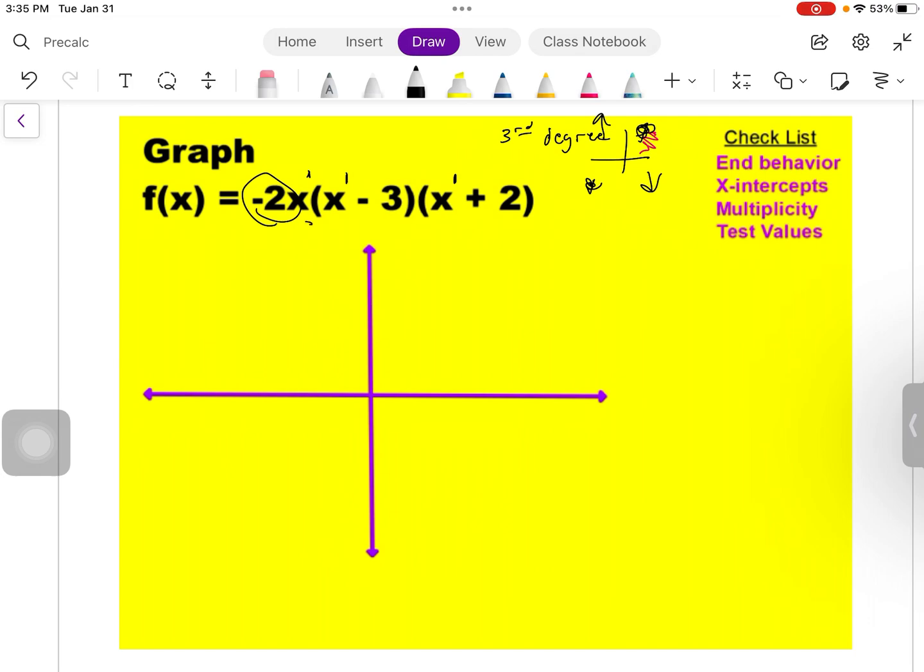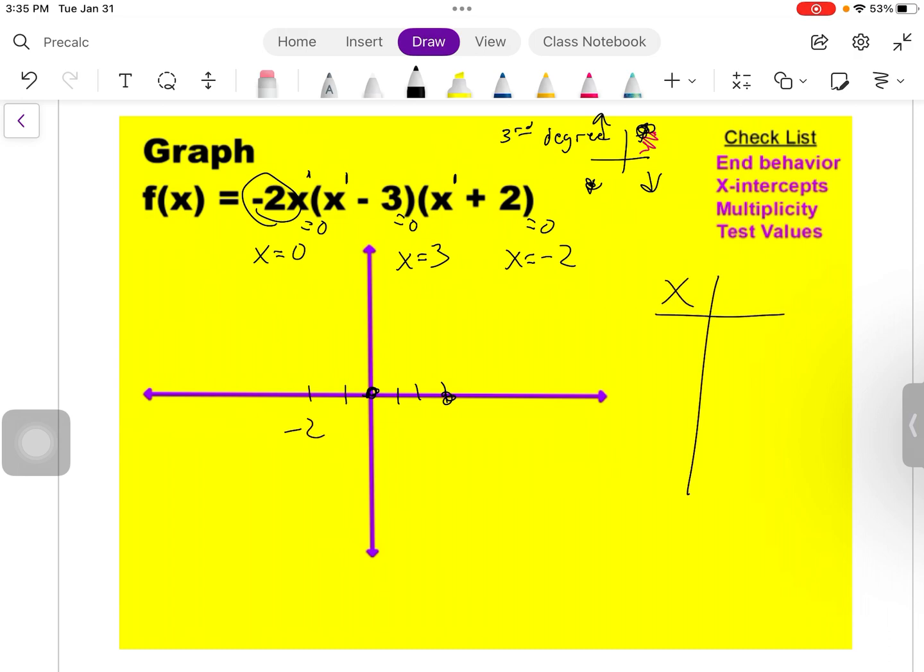X-intercepts, I'm going to take all these, set them equal to 0, and solve. So one of them would be at 0, x-intercept. Another one's going to be at positive 3, and another one's going to be at negative 2.